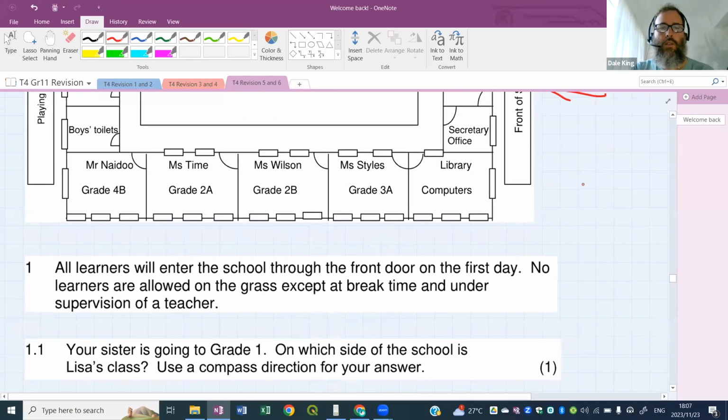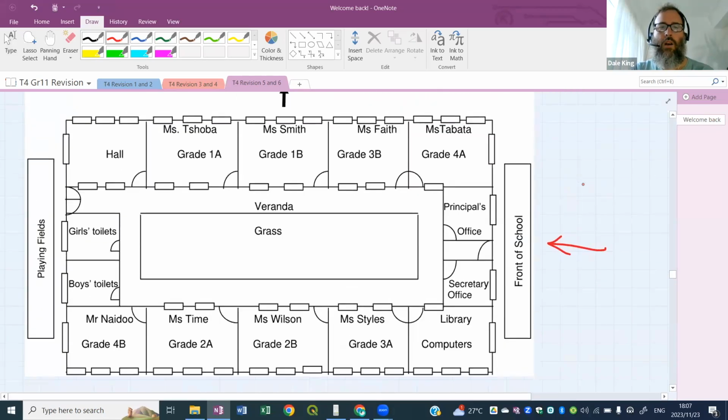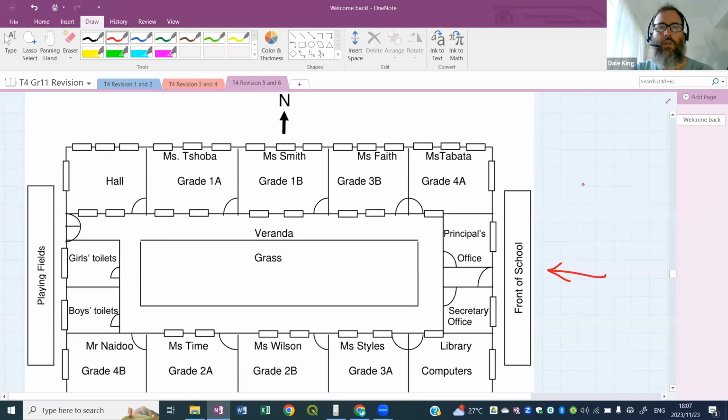So 1.1 says, your sister's going to grade 1. On which side of the school is Lisa's class, your sister? Use a compass direction for your answer. Everyone should be able to get this. Where is her class going to be situated? Which side of the school? Southeast is down here.